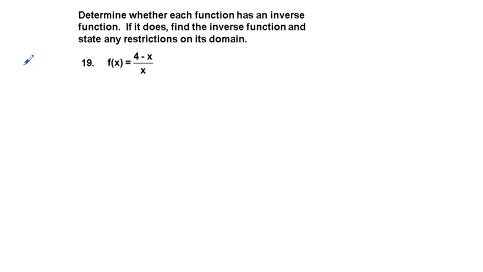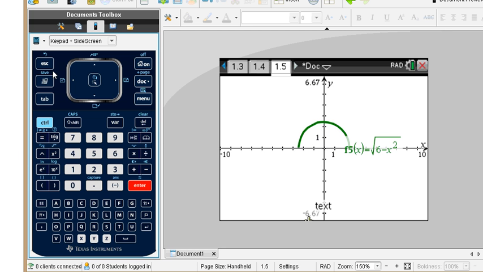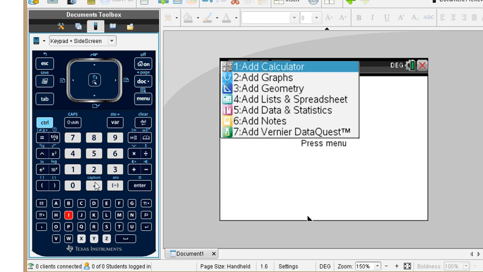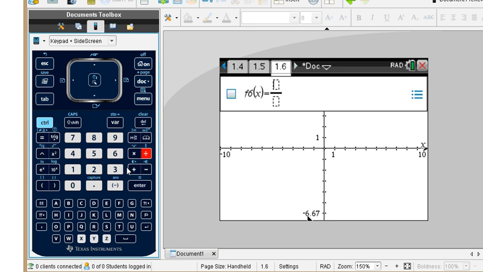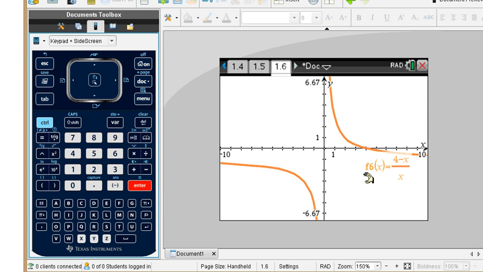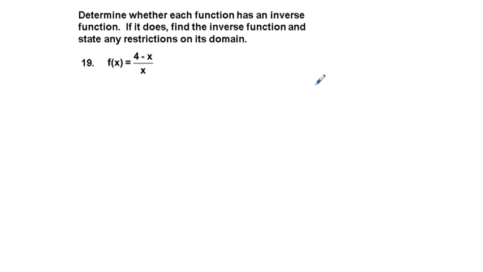Next, under problem 19, we have f of x equals 4 minus x over x. And we'll just quickly graph this one. Okay, we have 4 minus x over x. So this one here looks like it is going to pass the horizontal line test. There's a horizontal asymptote here at y equals -1. So the problem says, if it does, find the inverse function and state any restrictions on its domain.